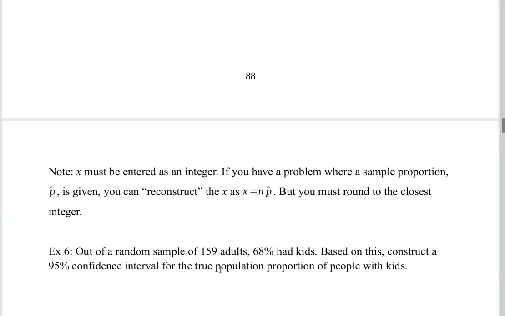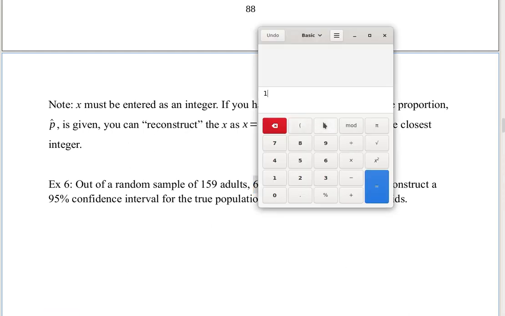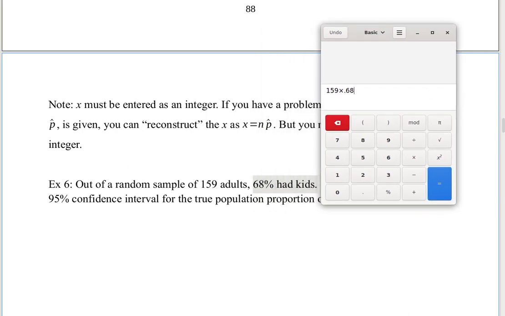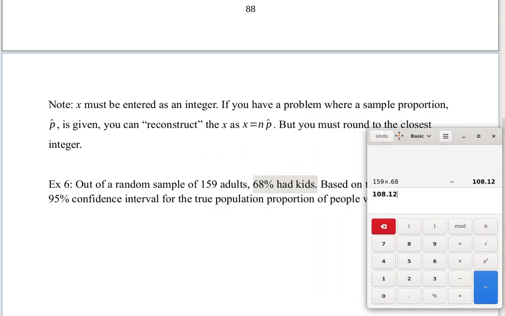Our next example requires us to use the fact that 68% of the random sample had kids. So let's pull up a calculator and look at the arithmetic. If we take 159 and multiply it by that percentage, 0.68, we get 108.12. Remember that x, the number of successes, has to be an integer, and we round to the closest integer. So in this case, it looks like the closest integer is 118. So we're going to use 118 as our number of successes.